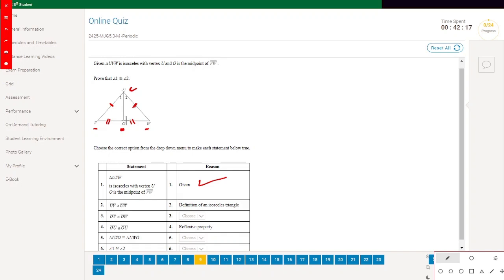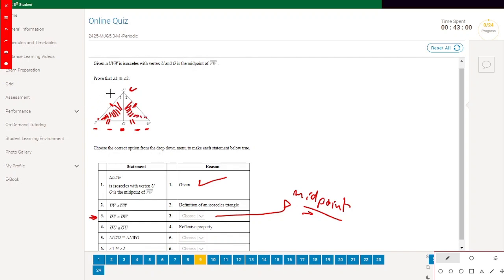Now segment UV congruent to UW, this is the definition of isosceles triangle. Now here OV congruent to OW, this is the definition of midpoint. Okay, now OU congruent to OU, this is the reflexive property. Okay, now triangle UVO is congruent to UWO, right?